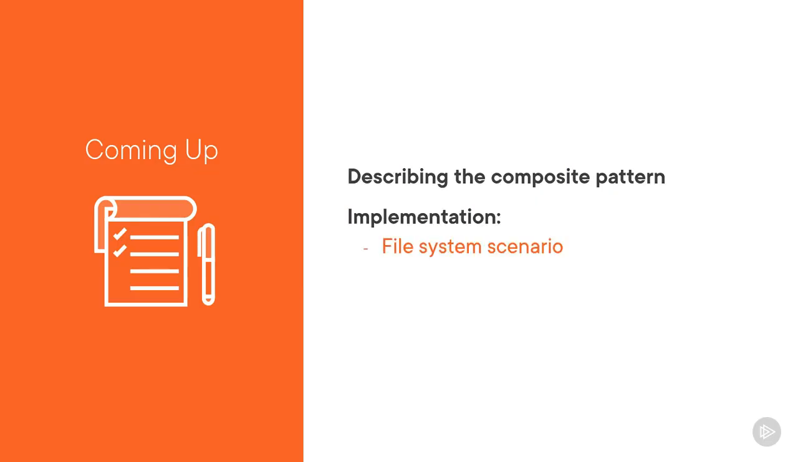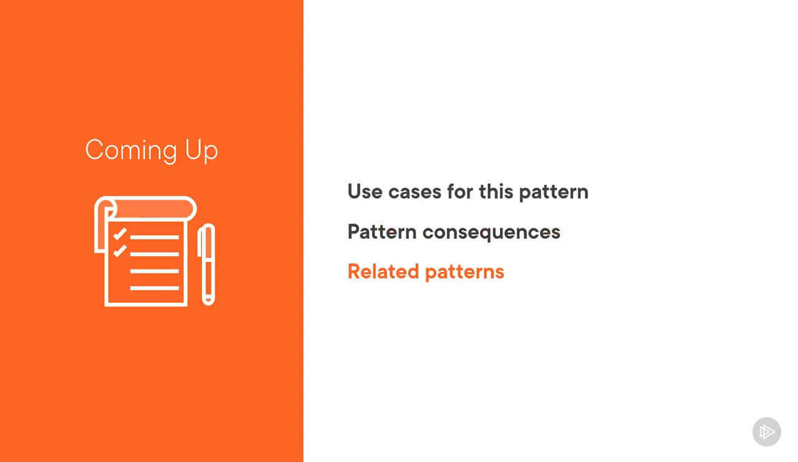We'll start by describing the pattern using a real-life example. As real-life example, we will use a file system scenario. After that, we will map that to a structural example and will implement a real-life example in a demo. We'll continue with learning about use cases for this pattern and pattern consequences, which can be positive or negative. We will end the module by looking into related patterns.